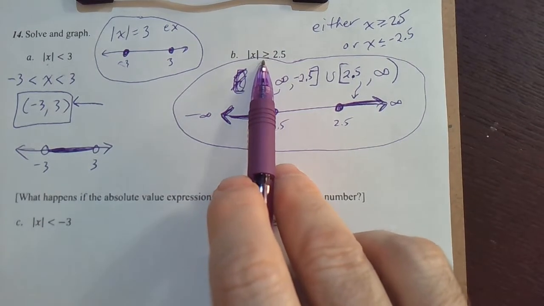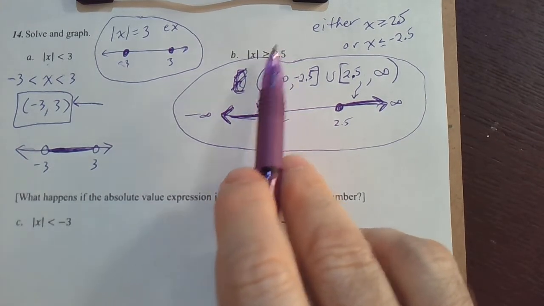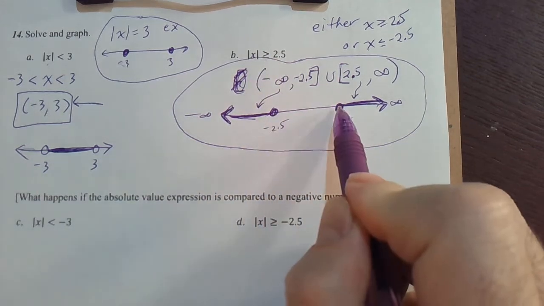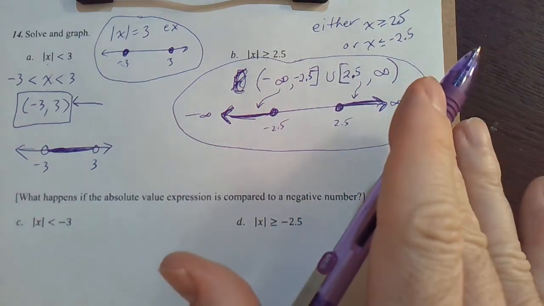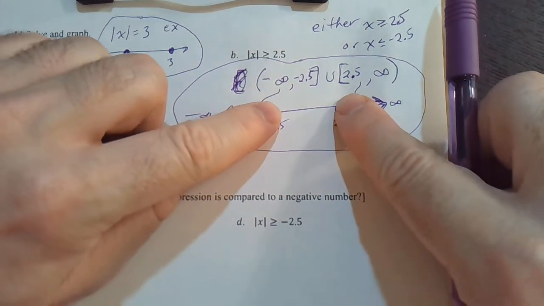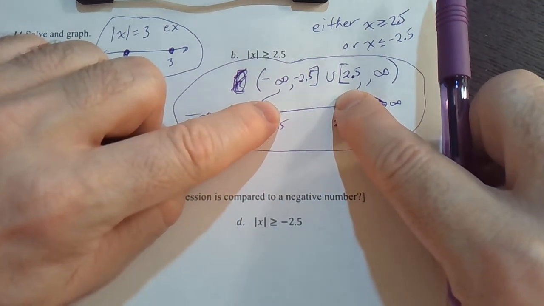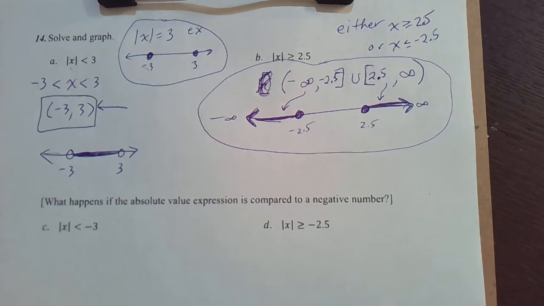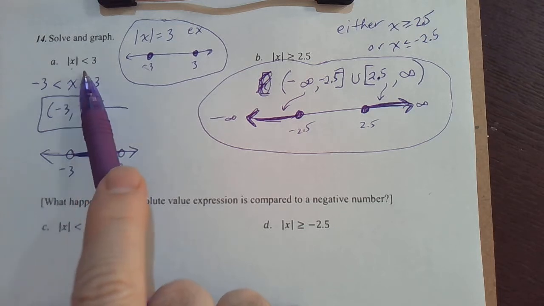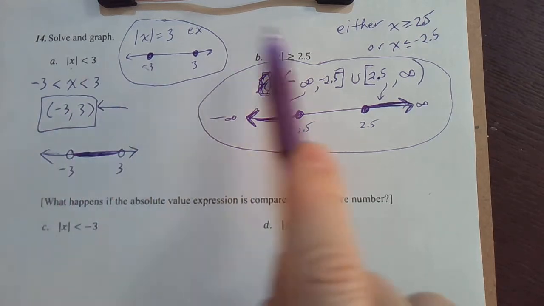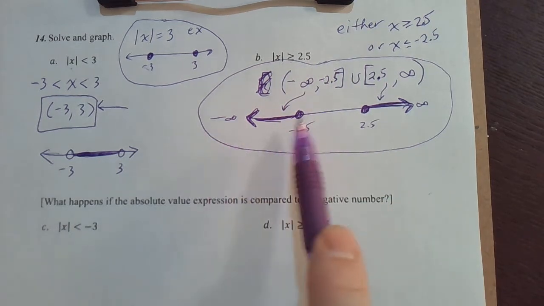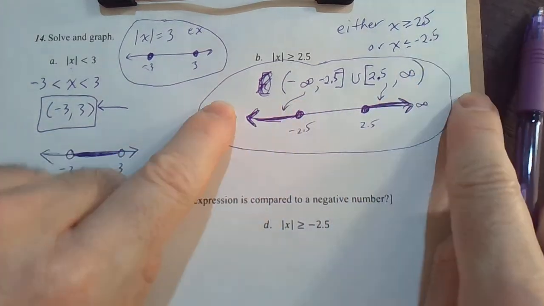And one more time to review this one. If instead of greater than or equal to 2.5, it was equal 2.5, then it would just be the numbers 2.5 and negative 2.5, and that's all. If it were absolute value of x less than 2.5, it would be shading everything in between these 2 points. So what you want to memorize is that absolute value less than a positive number is one single interval. Absolute value of something greater than a positive number like that is two intervals. You're going to get two numbers on the number line and you shade outwards.